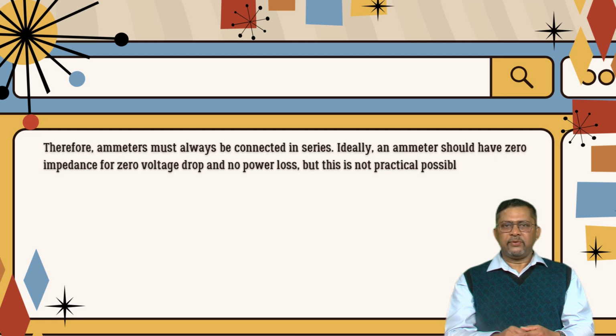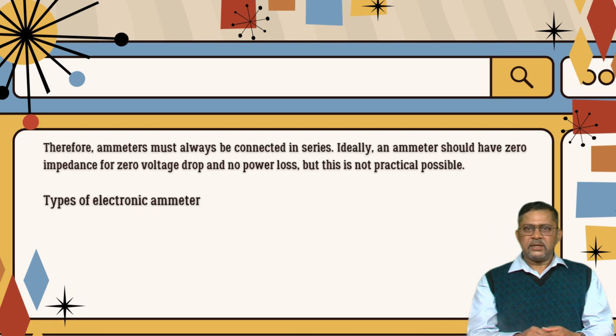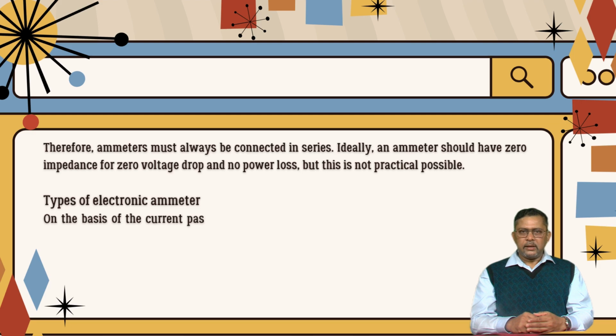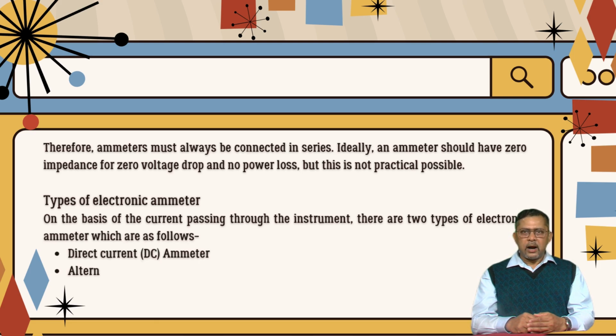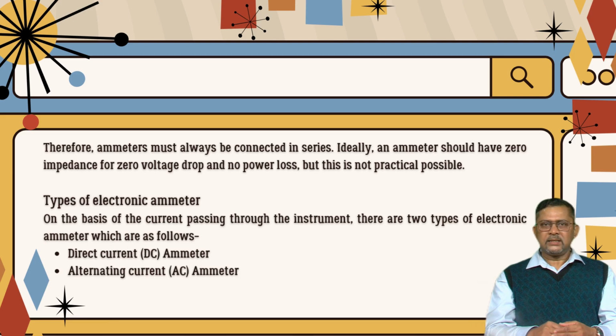There are different types of electronic ammeters. On the basis of current passing through the instrument, there are two types of electronic ammeters, which are the direct current or DC ammeter and the alternating current or AC ammeter. This is the pictorial representation of a direct current ammeter.